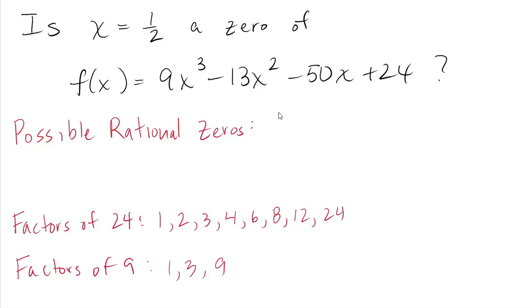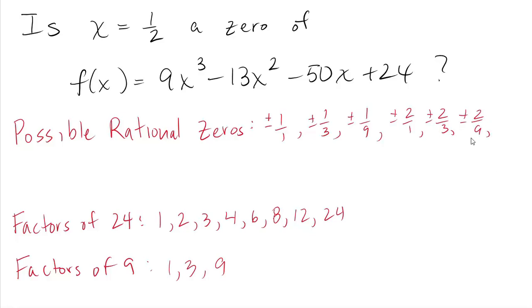So this is a pretty big list. Let me start to make it. It can be positive or negative. So we could have plus or minus 1 divided by 1, or plus or minus 1 divided by 3, or plus or minus 1 divided by 9. That's taking 1 and putting it over each of these. Or we could have plus or minus 2 divided by 1, plus or minus 2 divided by 3, plus or minus 2 divided by 9.